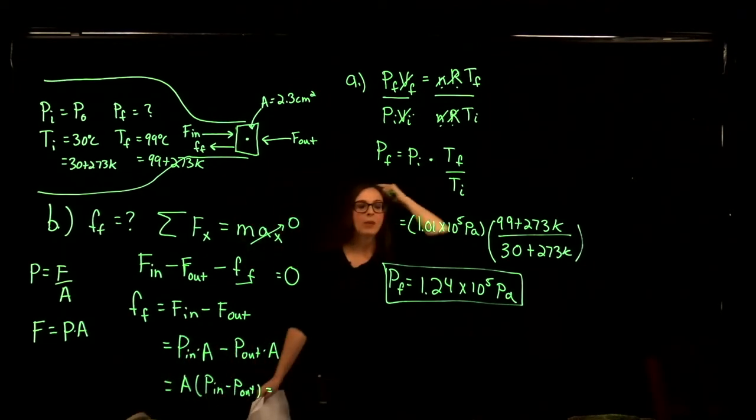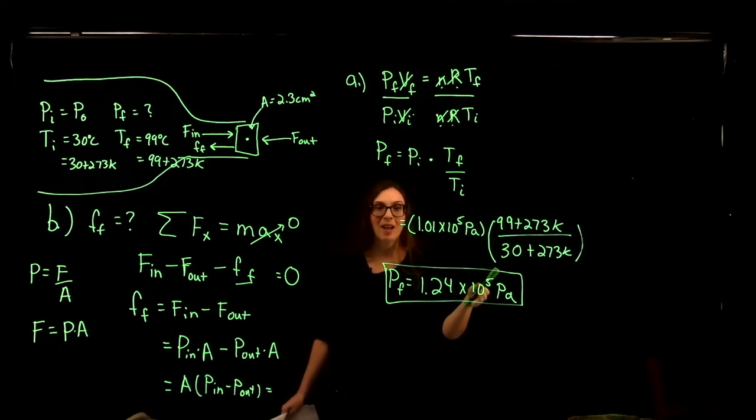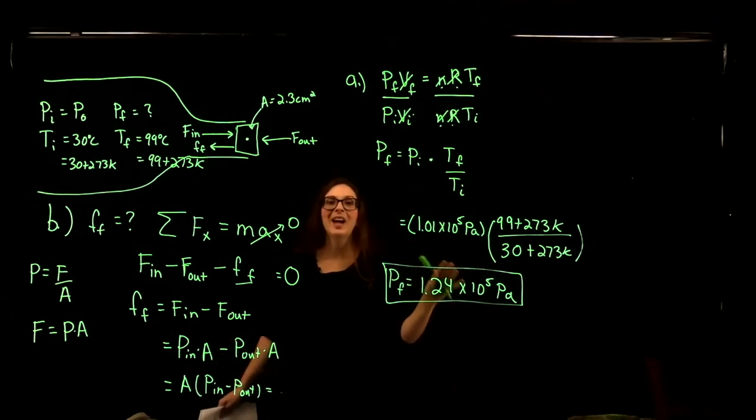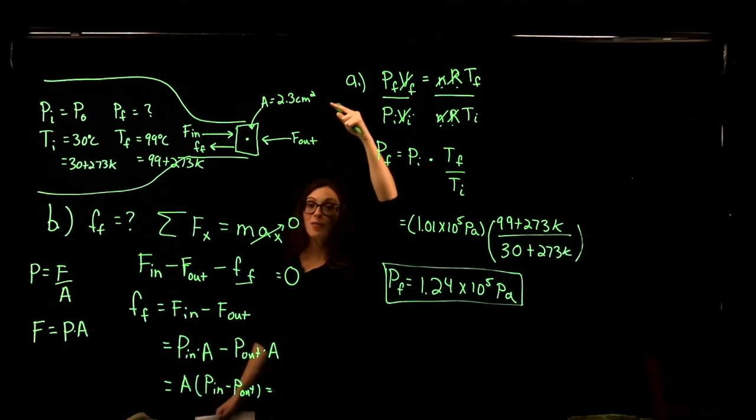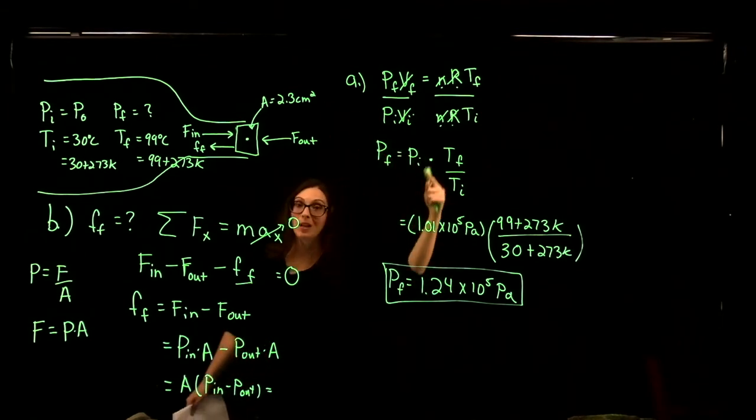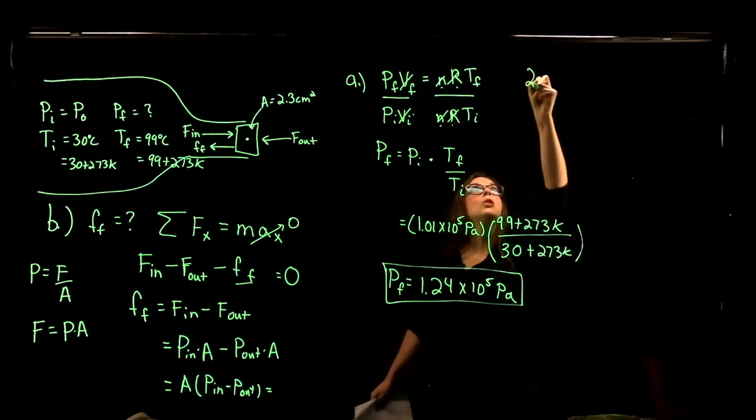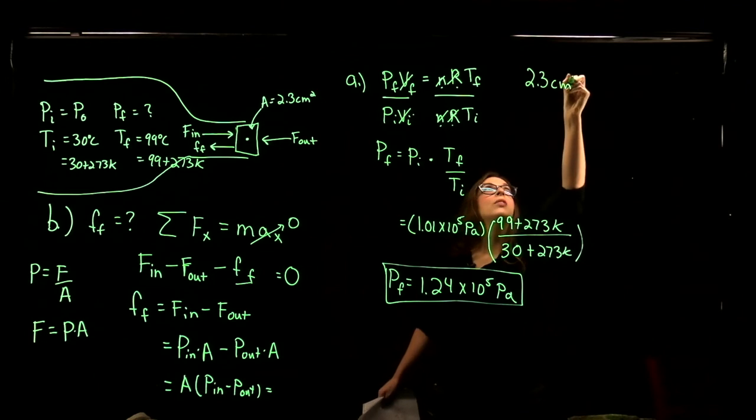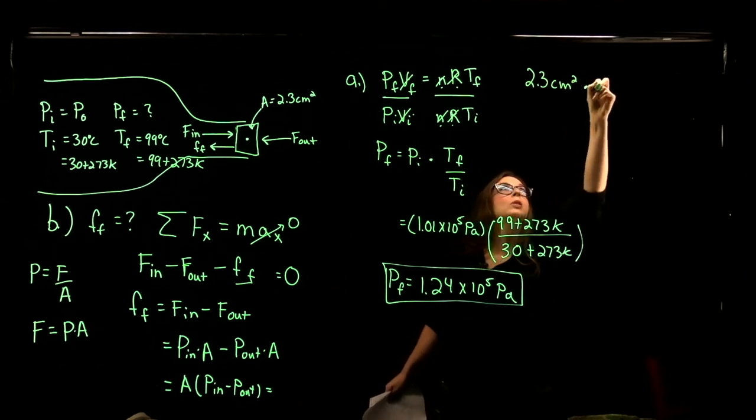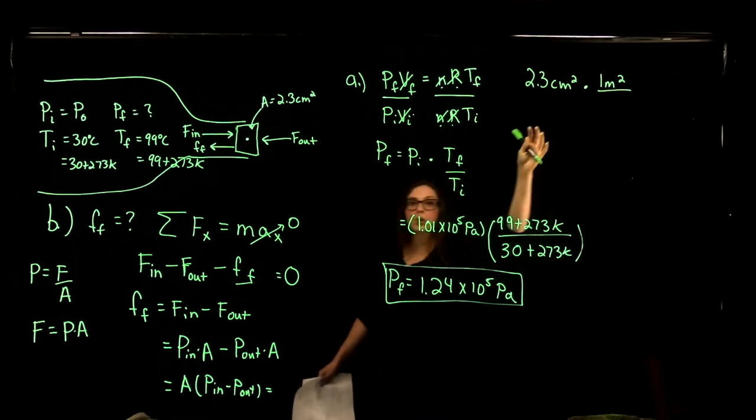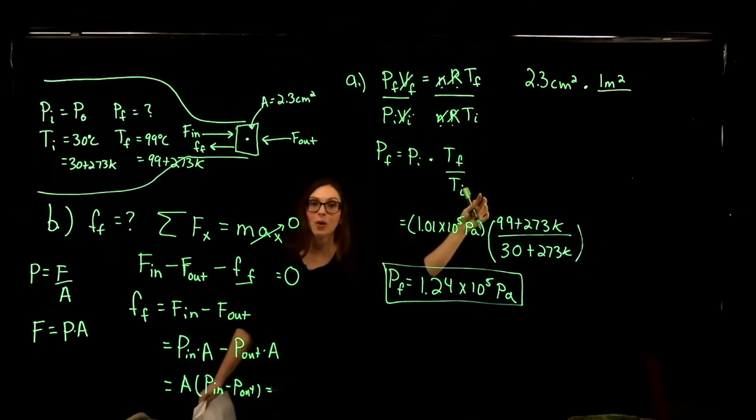Well, I've already got my pressure over here in pascals, and that's an SI unit. So we need to have this area, instead of in centimeters squared, in meters squared. So how do I do that? Okay, well, let's see, 2.3 centimeters squared, we've got to get it to meters squared. So we have to multiply it by a conversion factor. How many centimeters squared are there in 1 meter squared?